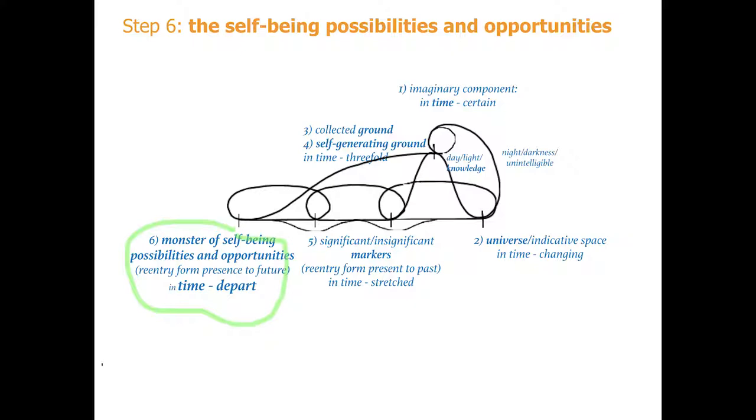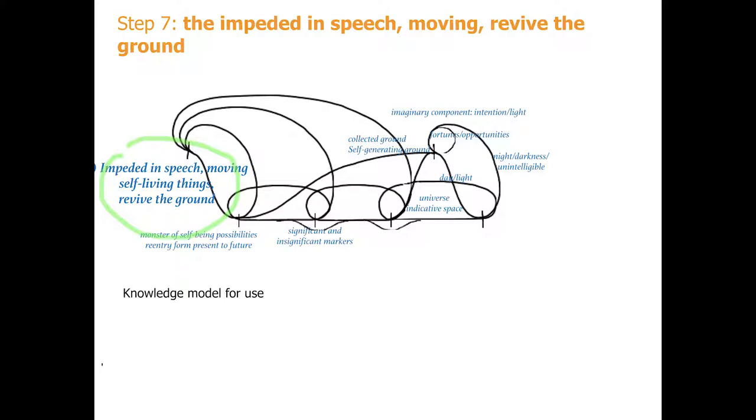I make a shortcut now. The self-being possibilities, and Elohim created in the sixth step the monster of self-living possibilities and opportunities in time depart. It's a re-entry from the present to the future, the other direction. In the seventh step, the ground generated, not Elohim, embedded in speech, moving self-living things, reviving the ground.